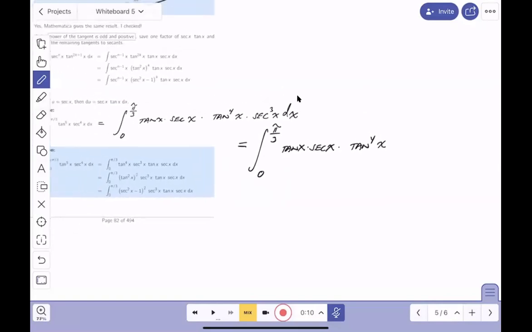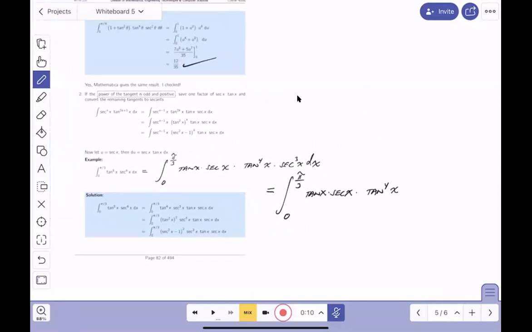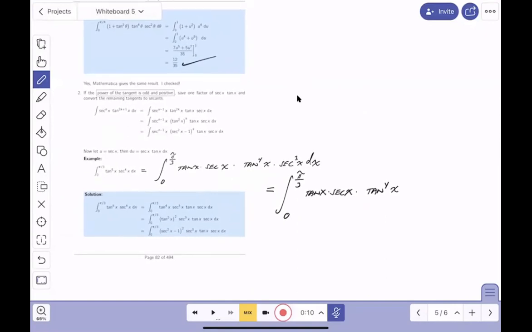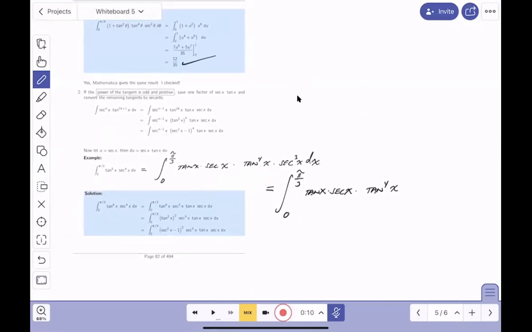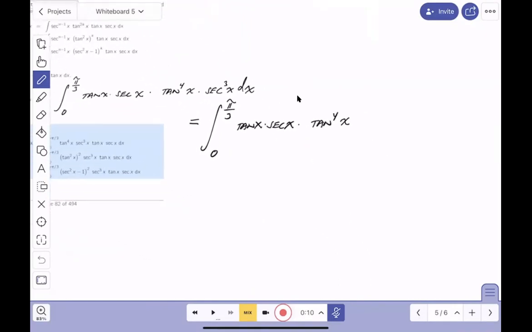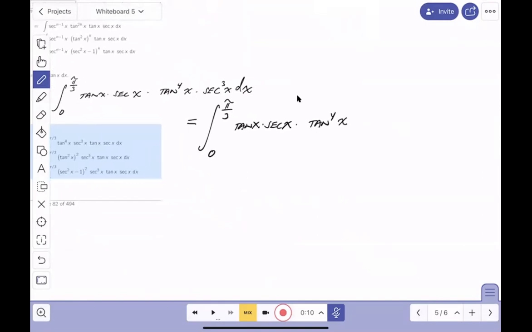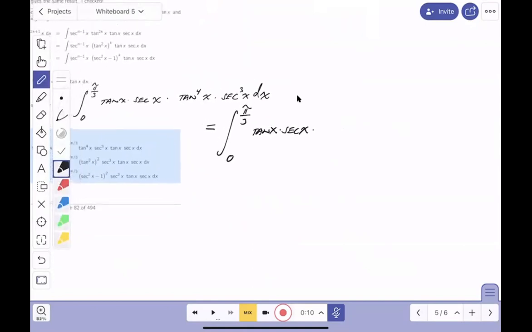You know what? I think, did I make a mistake somewhere? Let me see if I read that right. Oh, I'm sorry. I misread. It says save one factor of secant tan x and convert the remaining tangents to secant. I'm sorry, I misread my own recipe, right? Let me erase this. Sorry about that. So I have to convert the tangent to a secant, right? Let's go through that again.